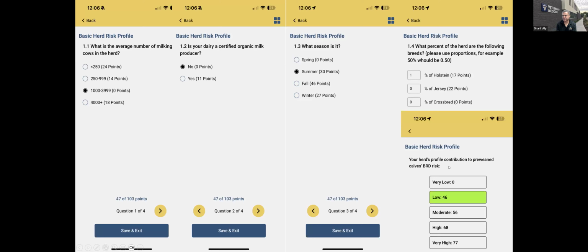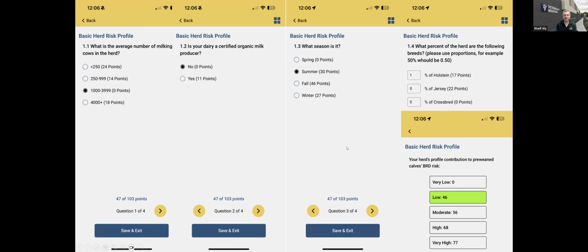But once you've completed the section, it will show you the different columns from that chart with the red heat map, if you will. But this time it shows you which category your herd falls in terms of risk. And if you're wondering why the points didn't change between the screenshots, it's because I had already filled in this section, and had already scored 47 points. So this herd scored between 46 and 56, and so it's a low baseline or basic herd risk profile.